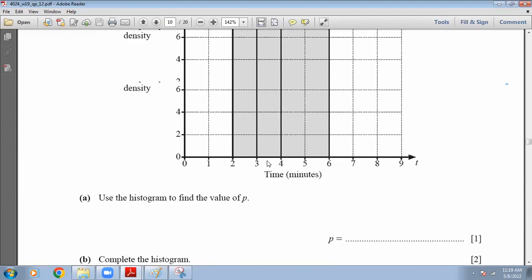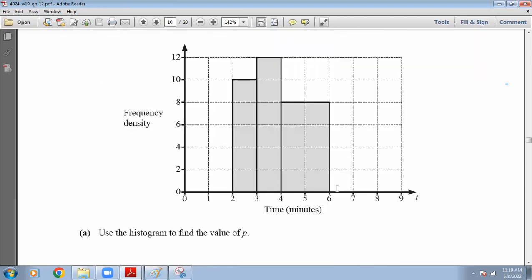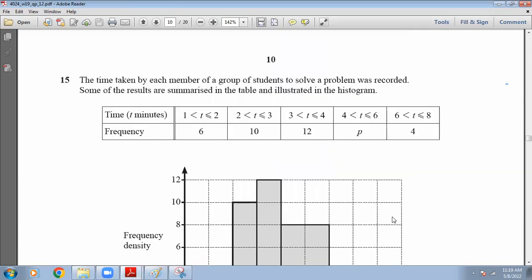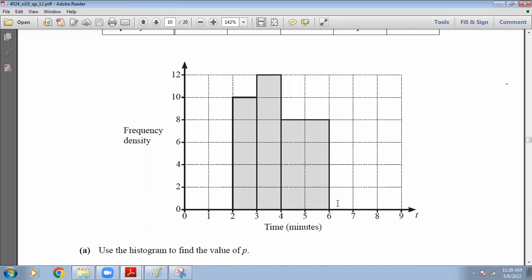Then the last one is also missing, 6 to 8. So how much is the class width? 8 minus 6, that's 2. The class width is 2. The frequency is 4. Frequency density is frequency divided by the class width. So 4 divided by 2 will be 2. The frequency density is 2. So from 6 to 8, it will be 2. You will draw a graph like this here.